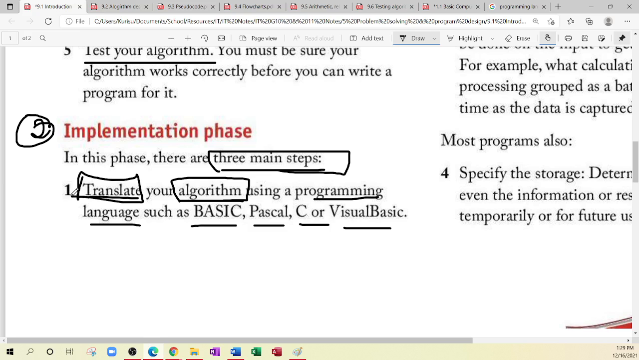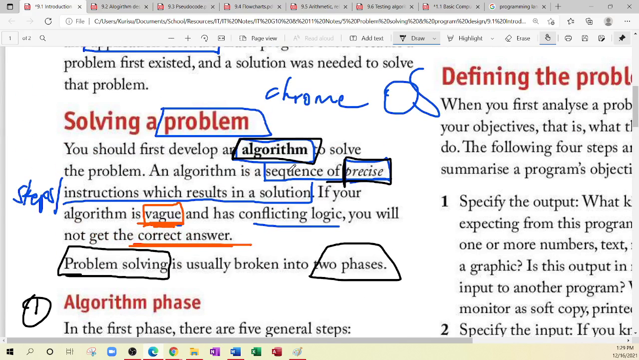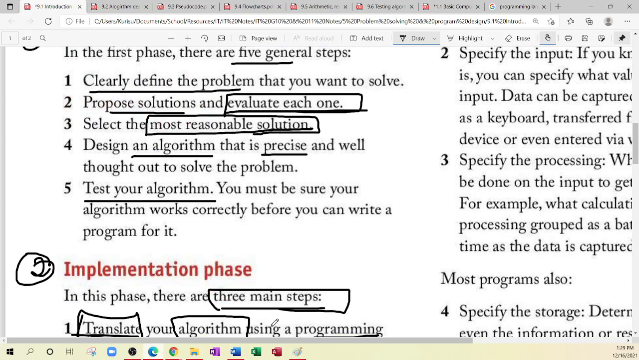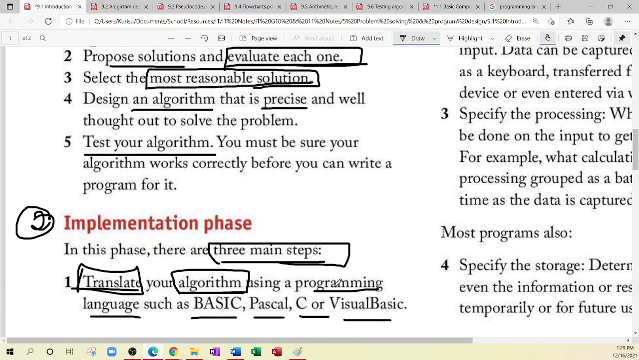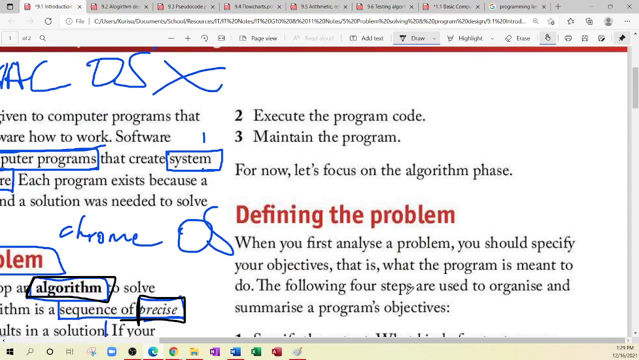That's all you're doing. You're translating. You're converting the algorithm to the programming language. So if in the first place the algorithm was not correct or it was incomplete, then your program will also be incomplete. So that's why in the first place you need to ensure your algorithm is good and correct.